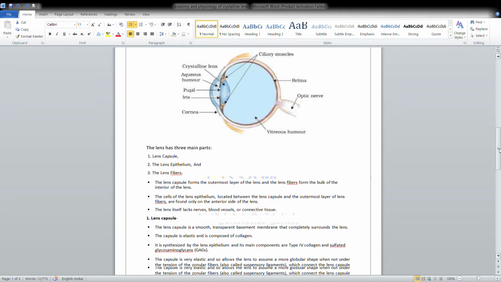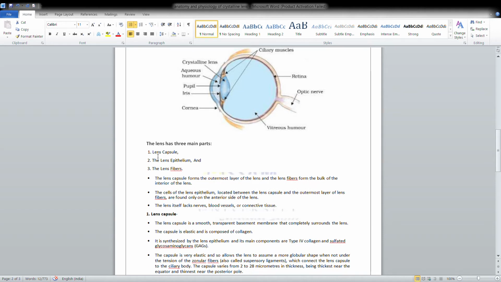The lens has three main parts: first the lens capsule, second the lens epithelium, and third the lens fibers. The lens capsule forms the outermost layer of the lens and the lens fibers form the bulk of the interior of the lens. The cells of the lens epithelium, located between the lens capsule and the outermost layer of the lens fibers, are found only on the anterior side of the lens. The lens itself lacks nerves, blood vessels, or connective tissue.